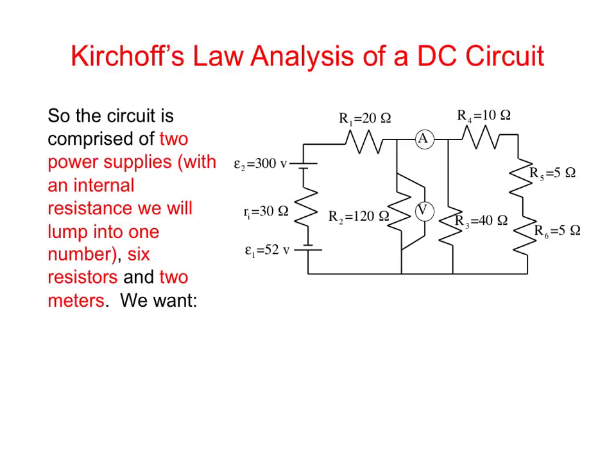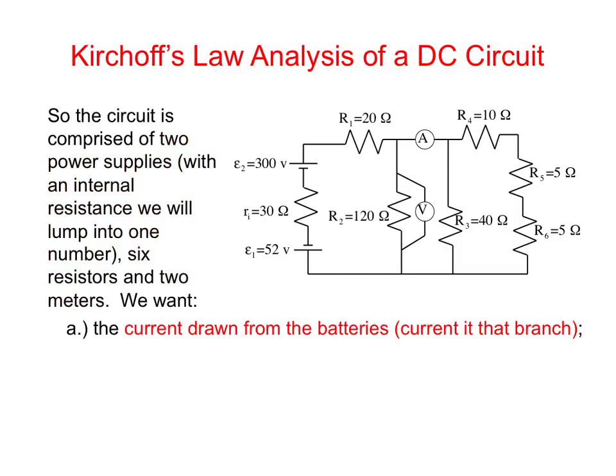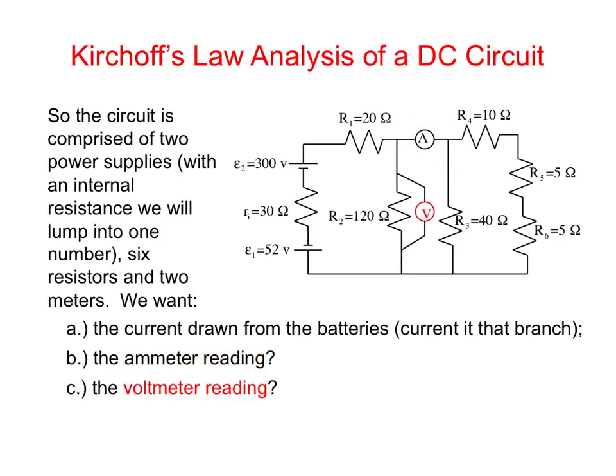I'm assuming there's internal resistance to these, which I'm lumping into one little R sub I. We have 1, 2, 3, 4, 5, 6 resistors and 2 meters to deal with. We want to know how much current's being drawn through the battery part of the circuit, which is through this branch here. We'd like to determine what the ammeter is reading, and we'd like to determine what the voltmeter is reading.